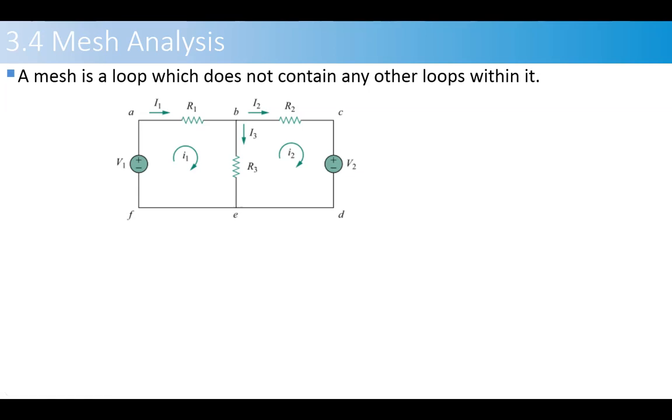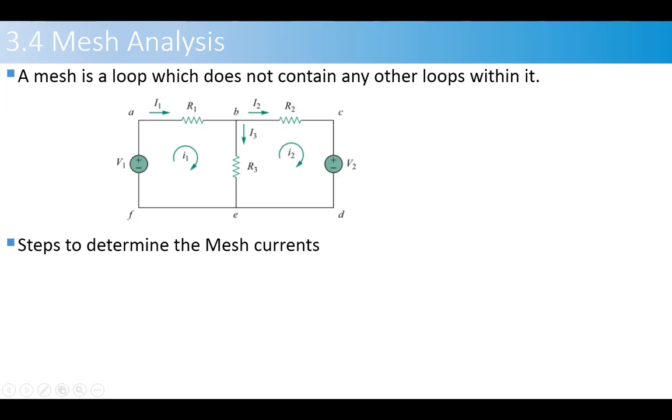If we look at how many meshes are present, there are two meshes. The first mesh, starting from any point, let's say A to B, E to F, and again A. Similarly, B to C to D, E, and B. You can see these meshes do not overlap each other. There's one branch common in between, so this could be possible, but meshes should not contain another loop. So there are two possible meshes in here.